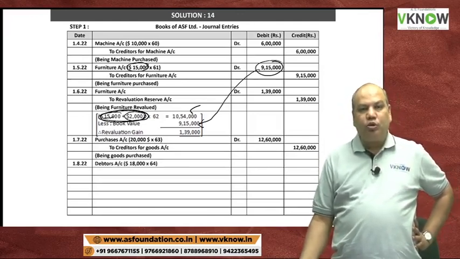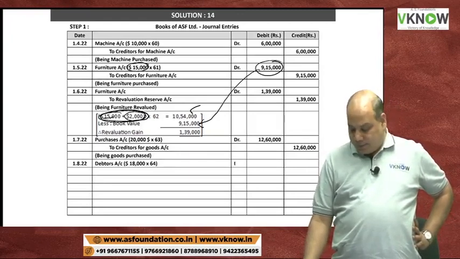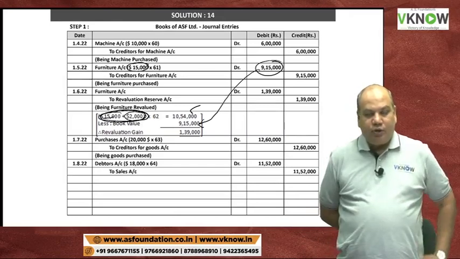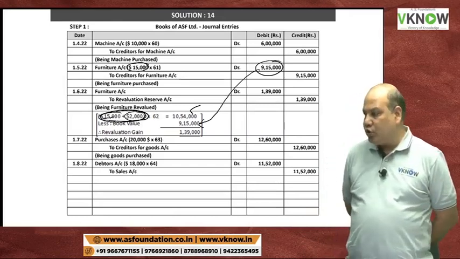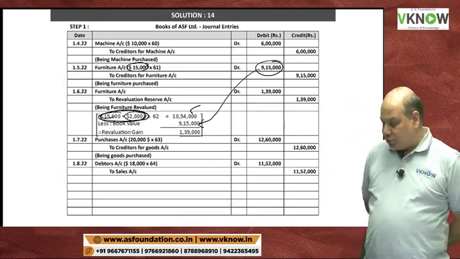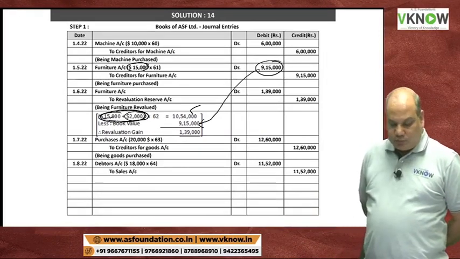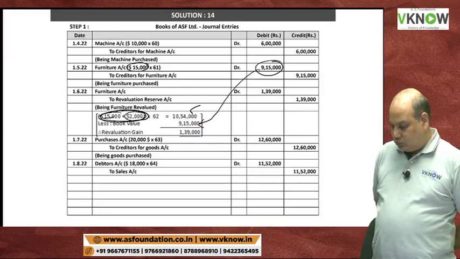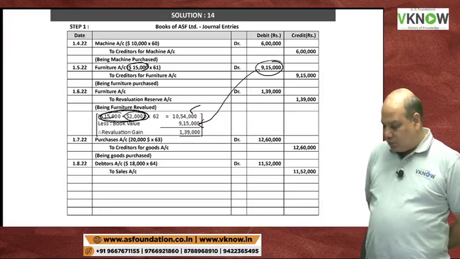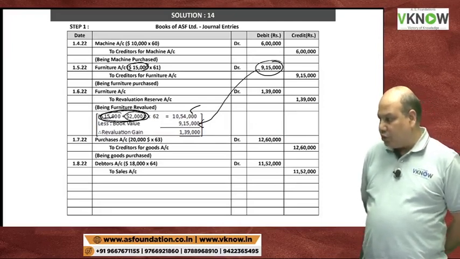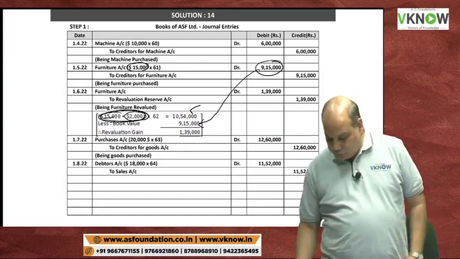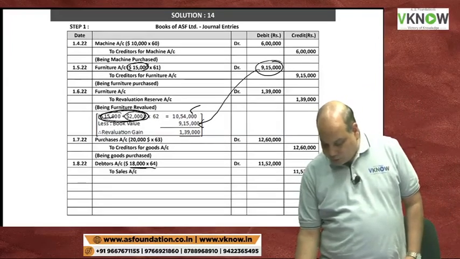1-8-2022, we have sold goods also. So the entry will be like a normal 11th standard entry. Debtors account debit to sales. Please write fast. $18,000 into 64, to sales account, 11,52,000. So we have recorded this debtor at 64.